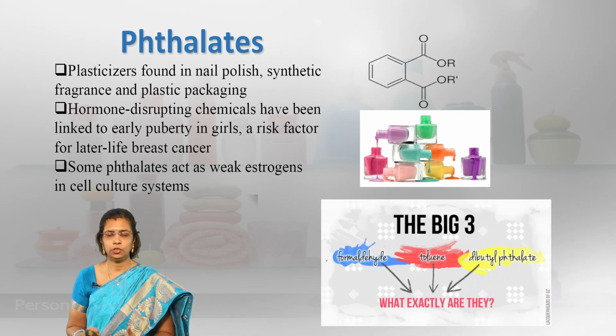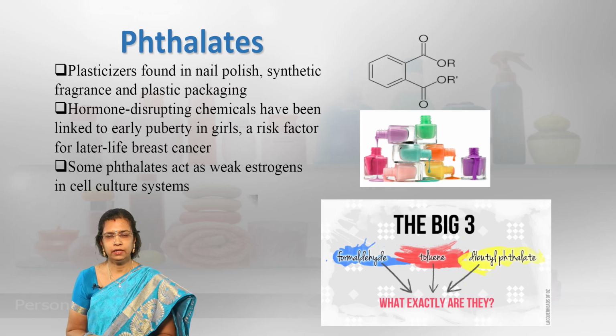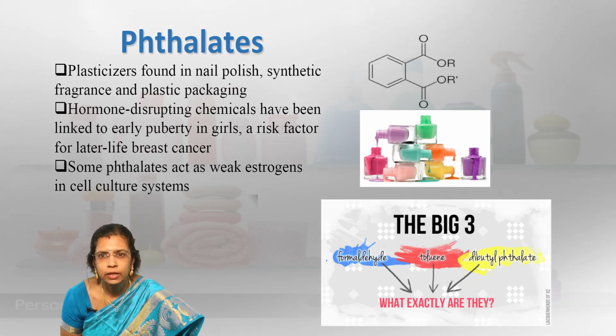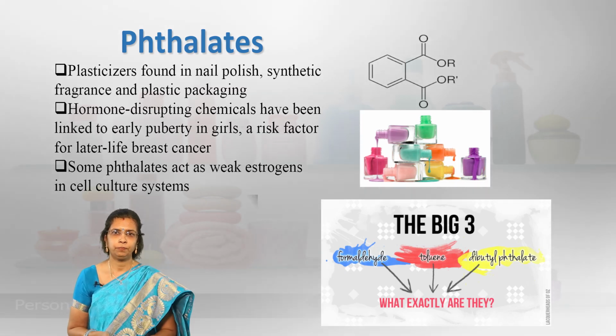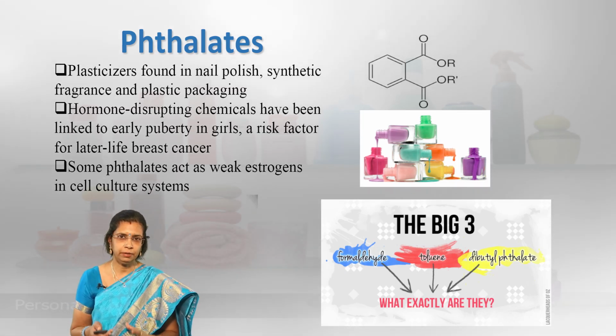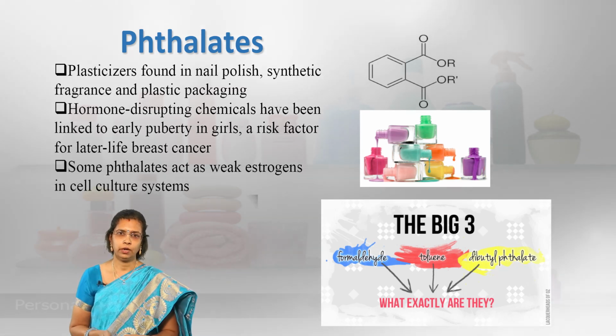So, the big 3 which are used in these nail polishes include the formaldehyde, the toluene and the dibutyl phthalate. So, they are all toxic chemicals, and we should be careful in picking the right nail polish or the colors which are suitable for our health.